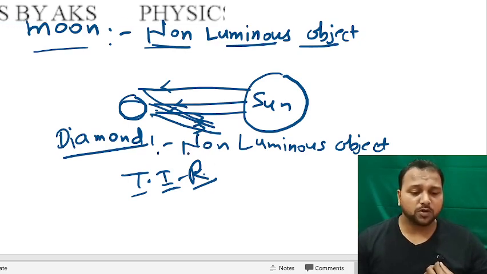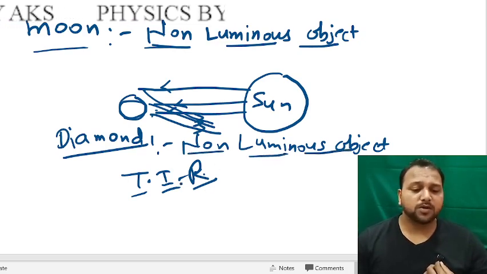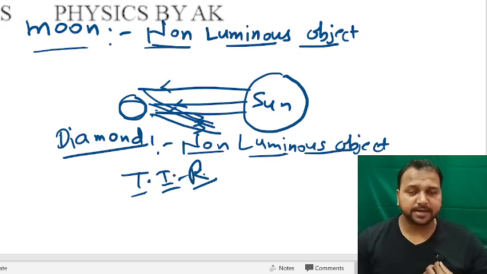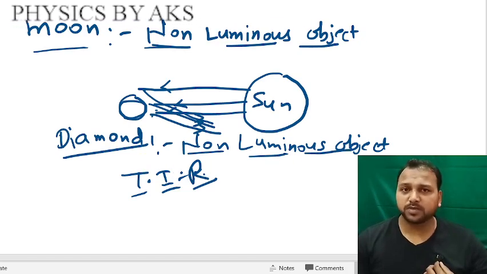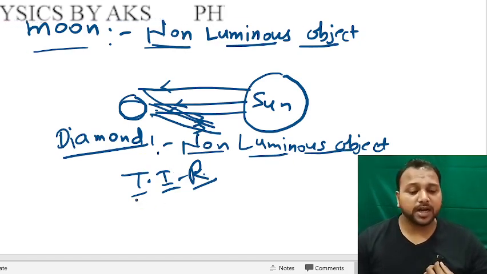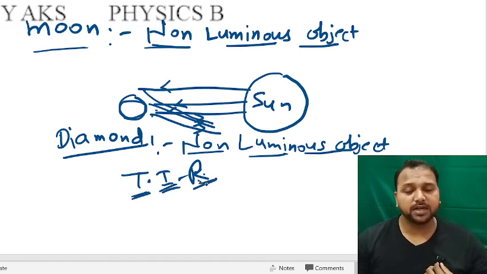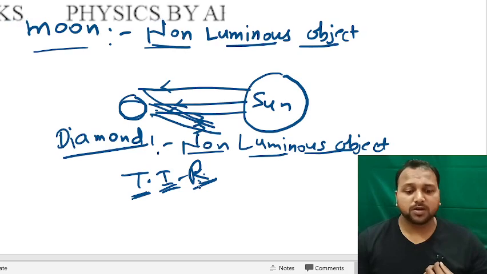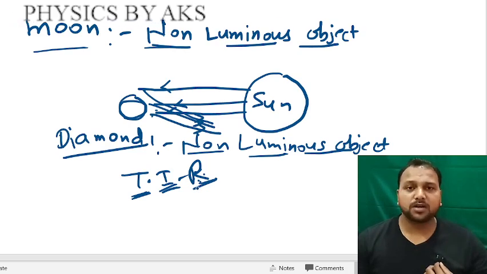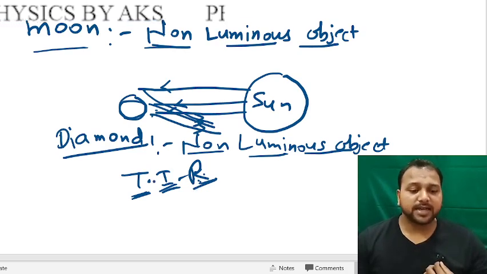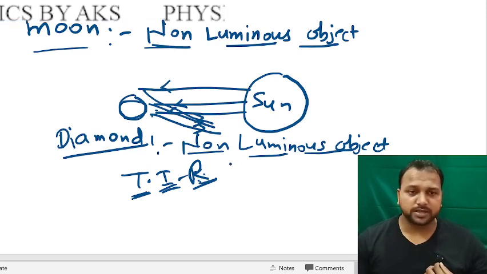So diamond is also a non-luminous object because it traps the light which is present in the atmosphere, and the light inside the diamond performs total internal reflection. Because of that, light does not come out, and that is why diamond is a non-luminous object.